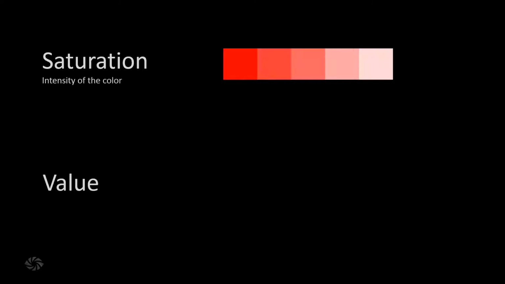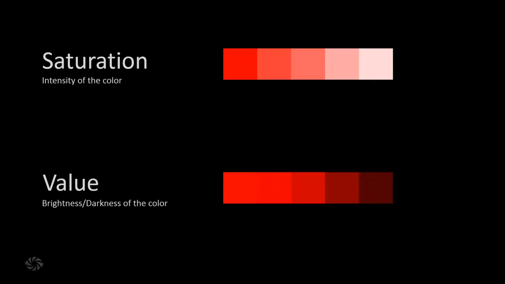Saturation and value, that's why. Saturation is the intensity or purity of the color, and it's one of the biggest culprits when it comes to ugly color work. The second is value, which refers to the brightness or the darkness of the color. So let's have a look at these.